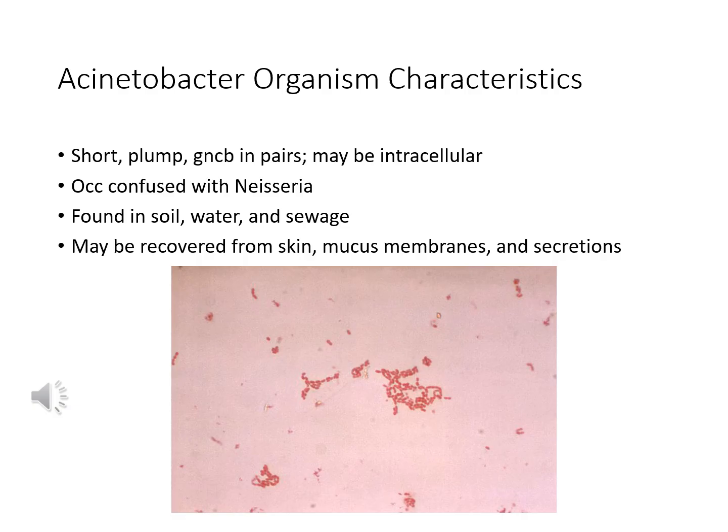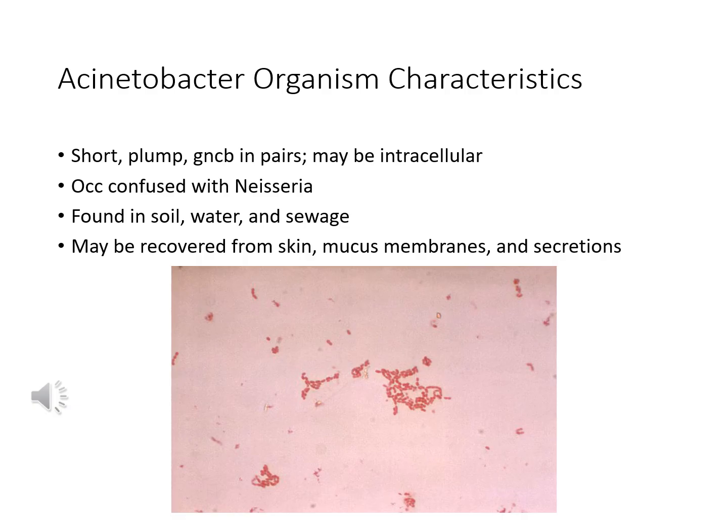Acinetobacter is a gram-negative non-glucose fermenter. It is a short, plump, gram-negative rod, to a point where it could be considered a coccobacillus, and pairs may be seen intracellular. Acinetobacter can be confused with Neisseria.